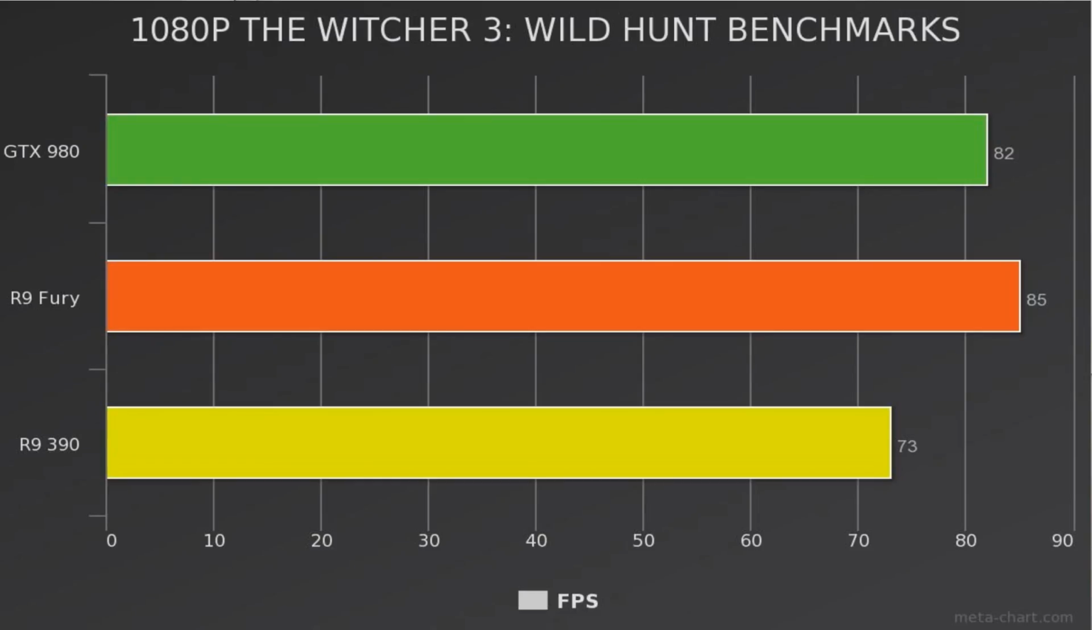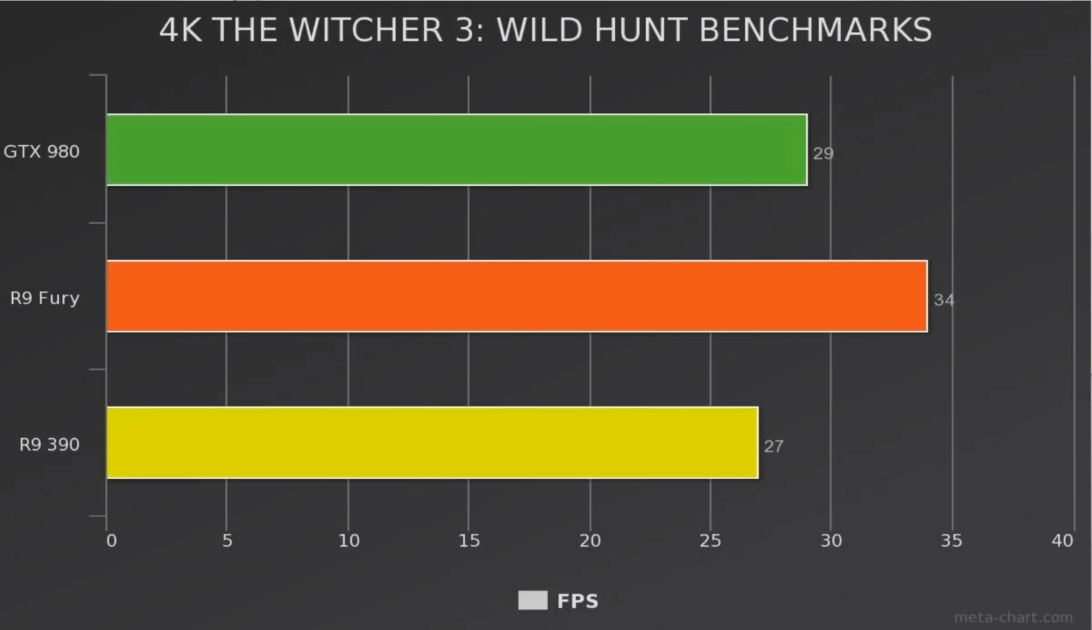Now, one of the hardest games on the GPU available on PC, The Witcher 3: Wild Hunt at 1080p: R9 Fury 85 frames per second, GTX 980 82 frames per second, and R9 390 73 frames per second. Now let's jump to the 4K benchmark of The Witcher 3: Wild Hunt. R9 Fury 34 frames per second, GTX 980 29, R9 390 27. The performance is very similar. I will tell you why the R9 390 is giving you 27 at the end of the video.